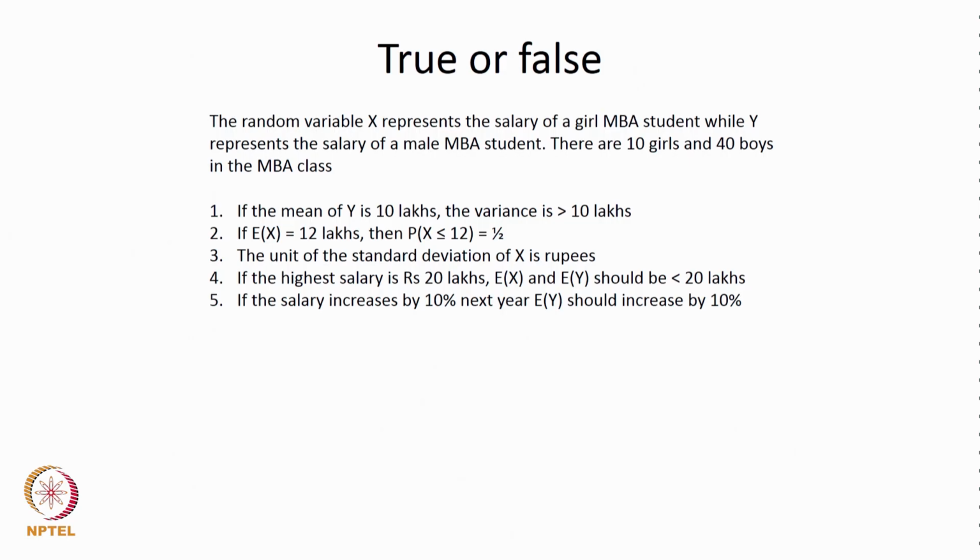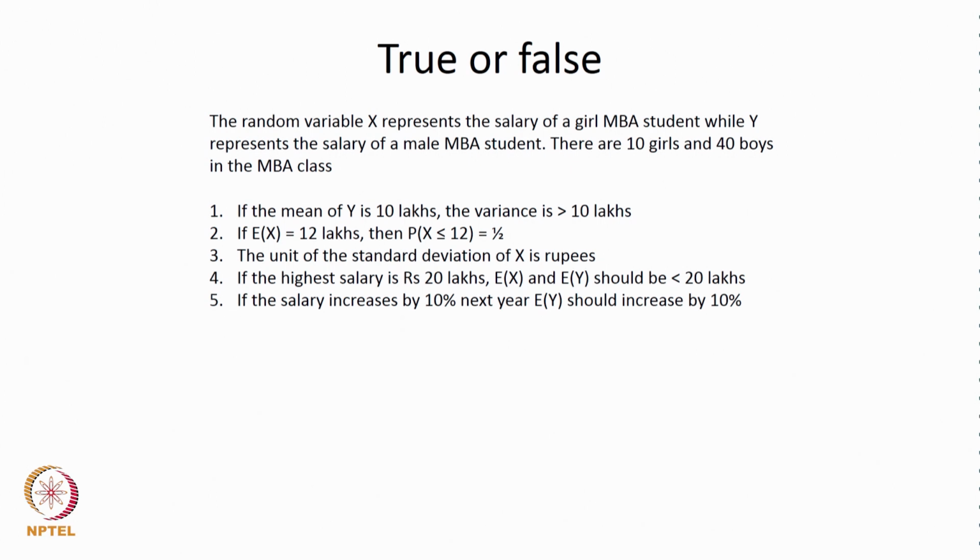If the expected value of x is 12 lakhs, then P of x less than 12 is half. Need not be. Probability of x taking a value of 12 is half, need not be again. The unit of standard deviation of x is rupees, could be true because the salary right now has been given in terms of lakhs of rupees. So, we can convert it to rupees and then measure the standard deviation of x in rupees.